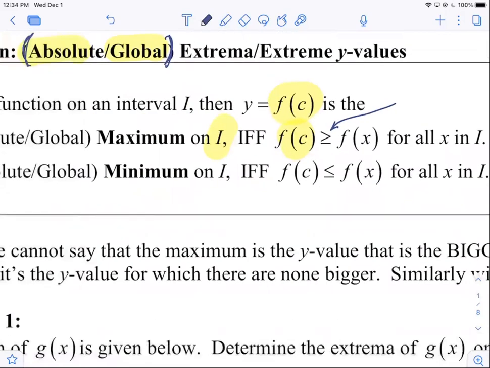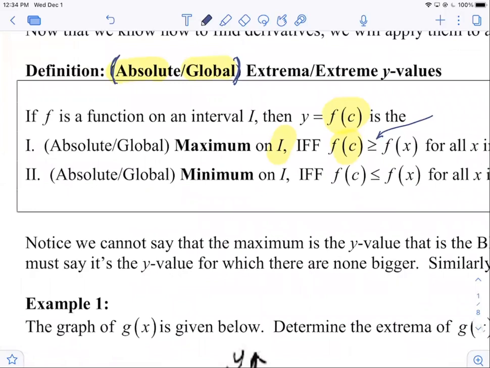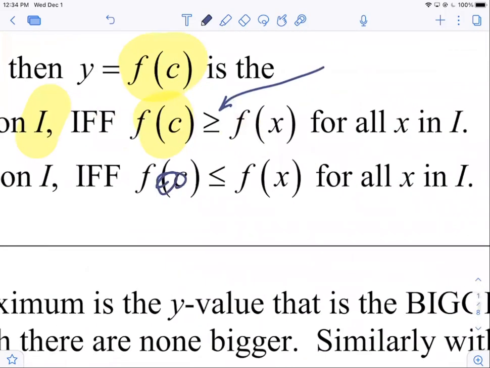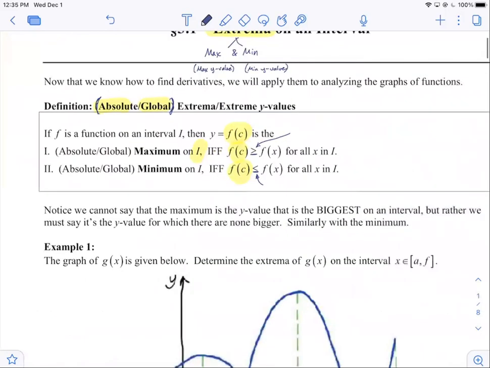And similarly, we have an absolute minimum or a global minimum or just a minimum. They all mean the same thing on an interval. If that y value, f of c, is less than or equal to all the other y values on the interval. So once again, we leave the door open, not just saying it's the smallest y value. It's less than or equal to all the other y values on the interval, okay?